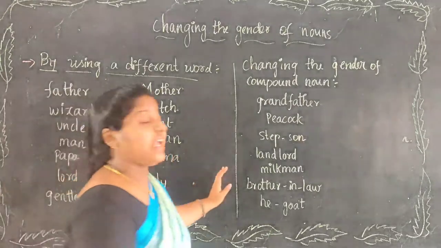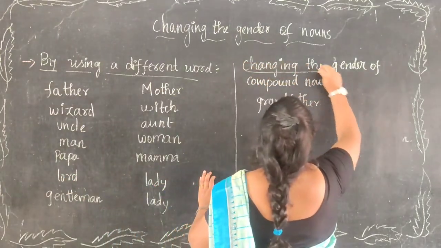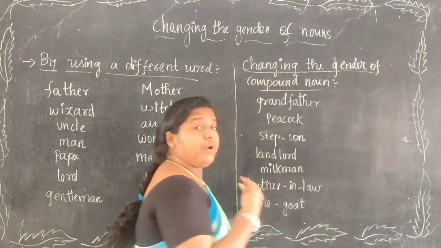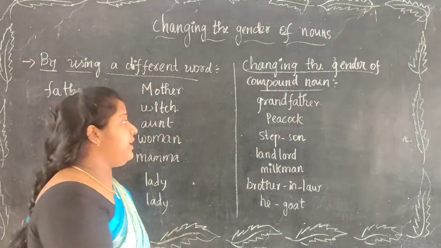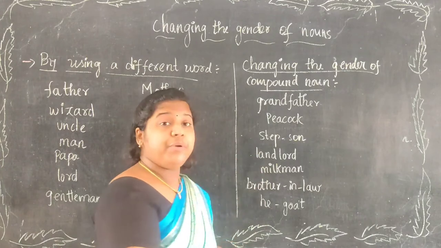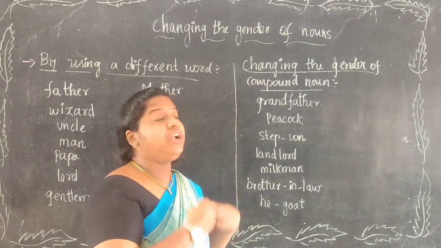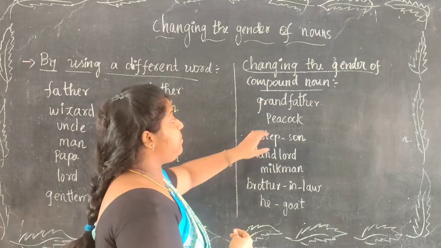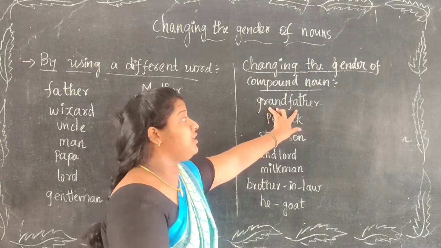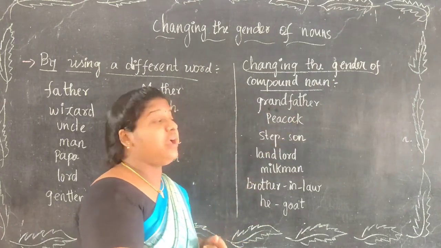See here, this is the second way, by changing the gender of compound nouns. Now what is a compound noun? Yes, two nouns joined together to form a compound noun. Here, grand is one noun and father is one noun. So they join together to form a compound noun.